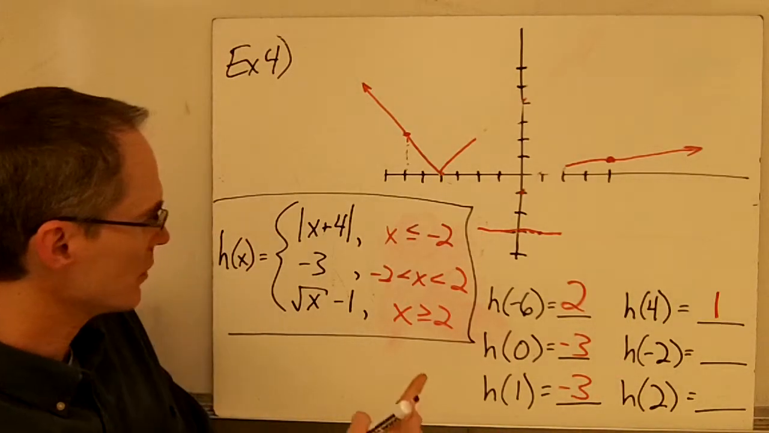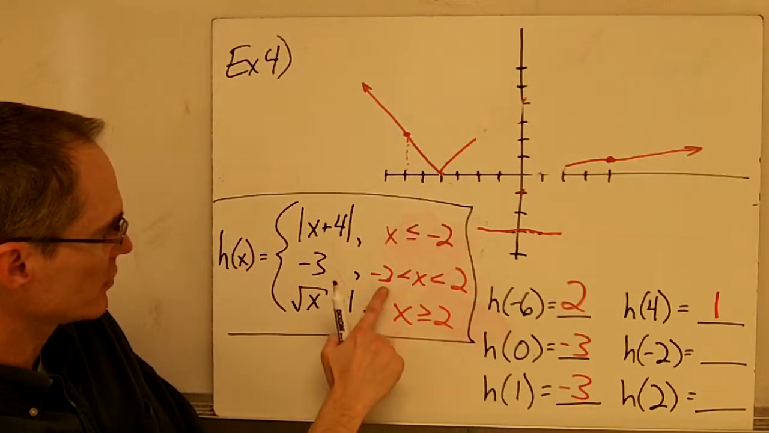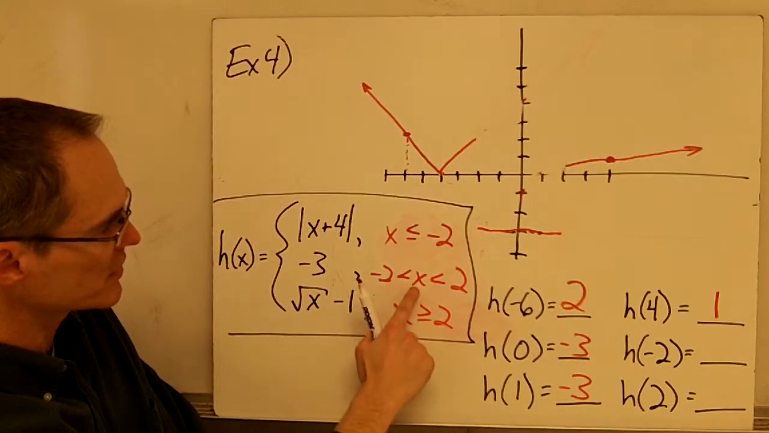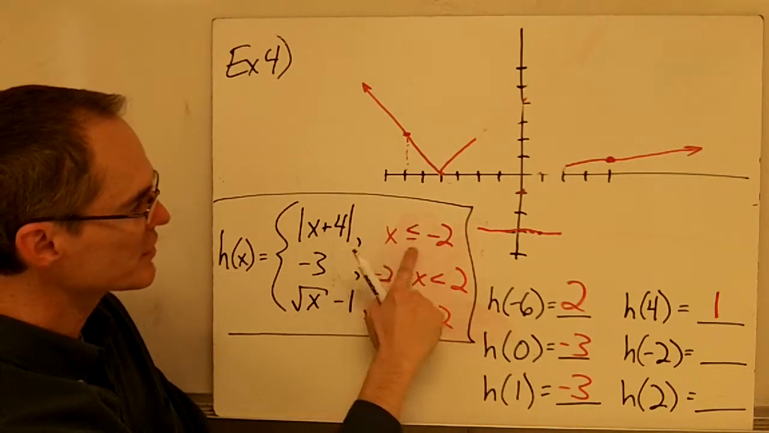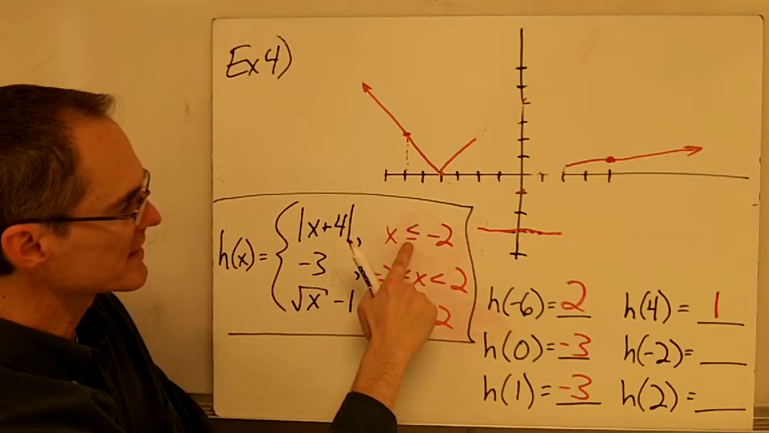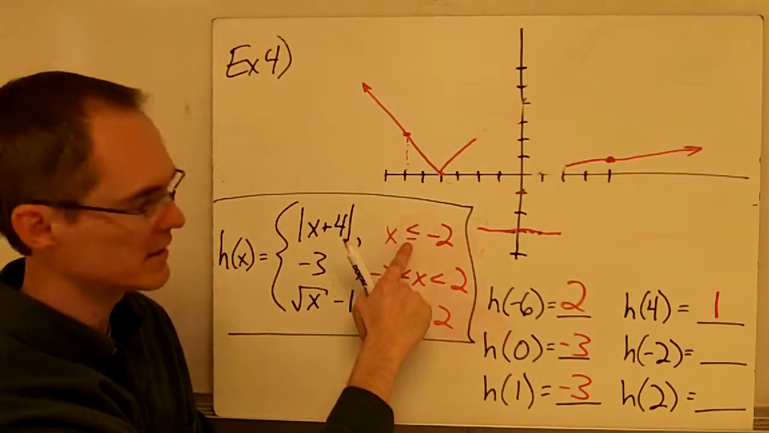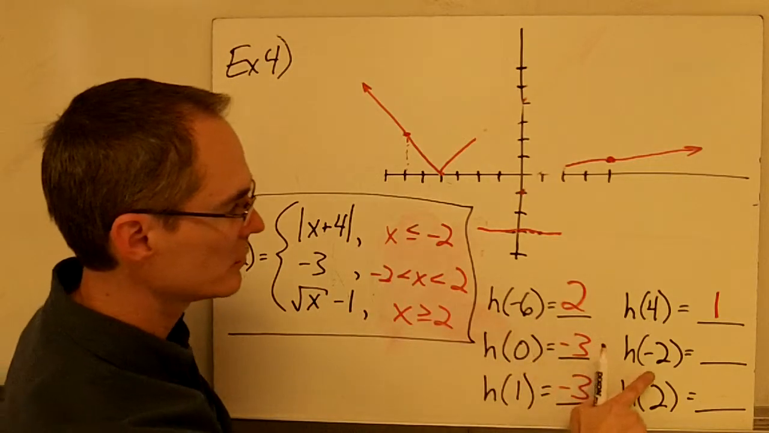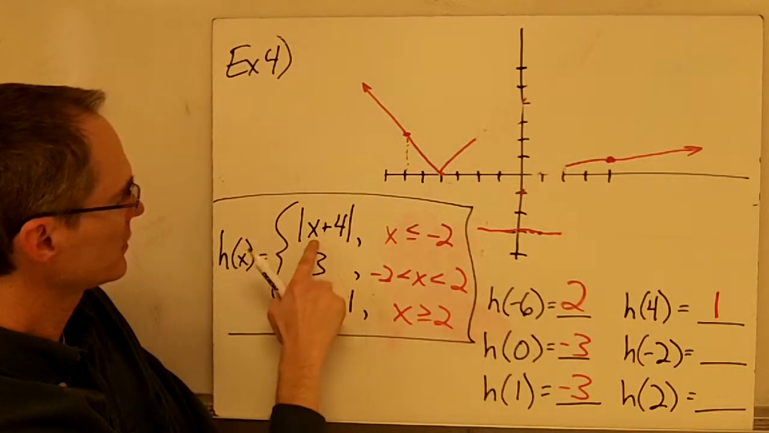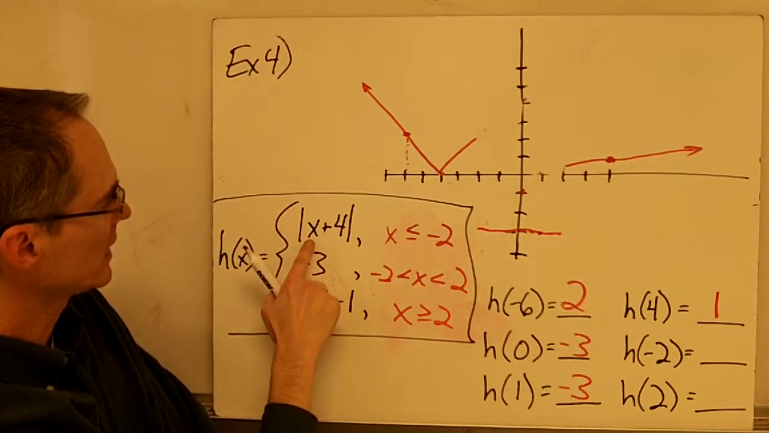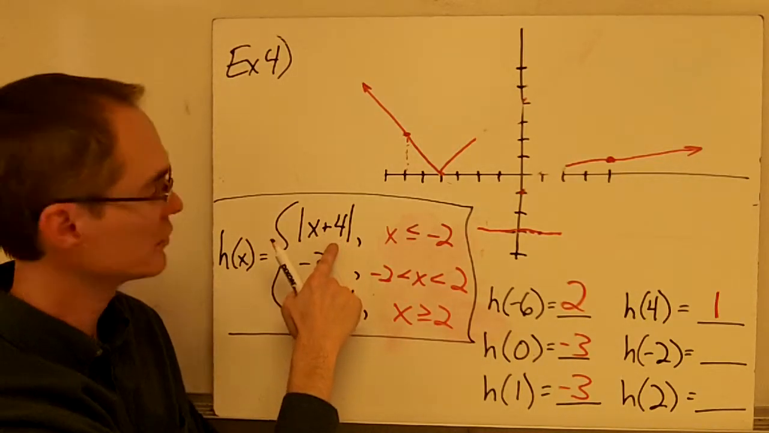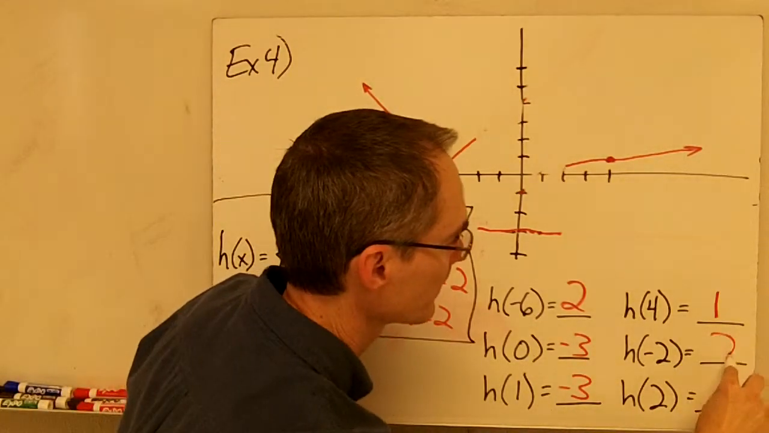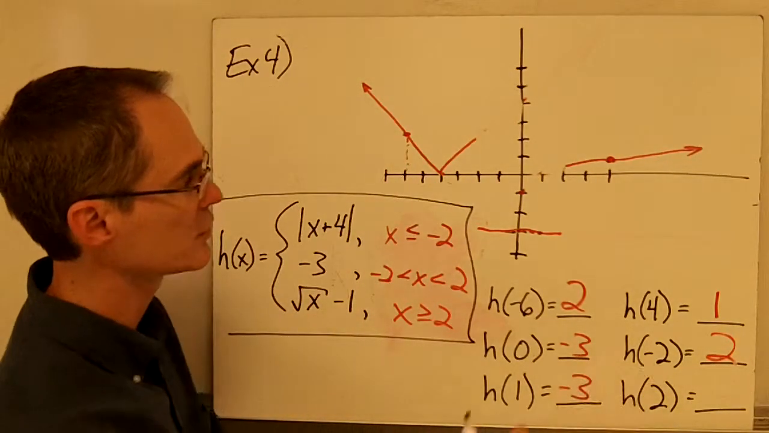Now we come to, what do we do for these values here? h of negative 2. Well, let's see. I'm not going to use this one because this is only for values of x that are greater than negative 2. This is the one I'm going to use when x is less than or equal to negative 2. So I take my x value, negative 2, and plug it into my function here. Negative 2 plus 4 is positive 2. The absolute value of positive 2 is 2. So h of negative 2 is 2.